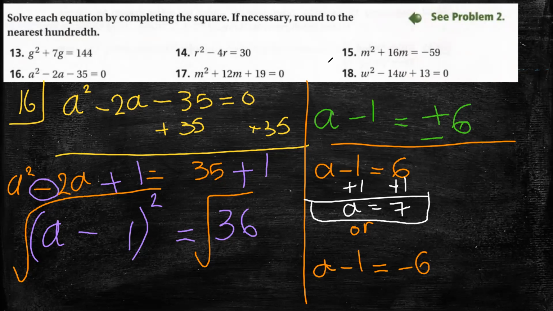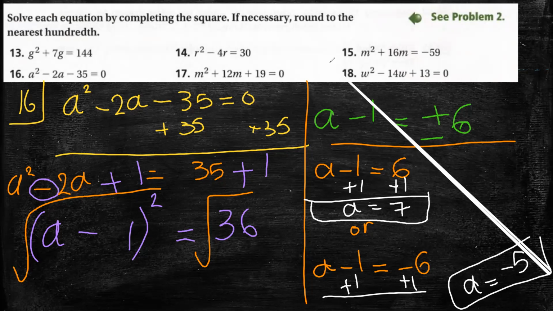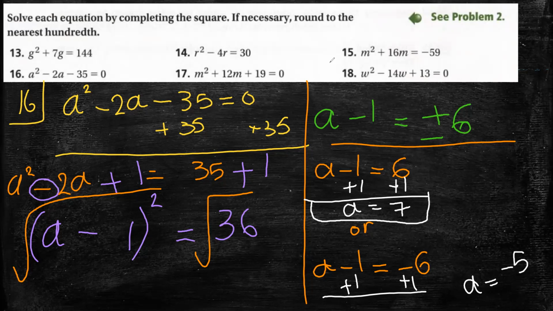Now go to the second part here. A minus 1 equals negative 6. The same step: plus 1, plus 1. So a is negative 6 plus 1, negative 5. That means the two solutions or the two roots for this quadratic equation are 7 and negative 5. Is it clear? Yes, Miss.